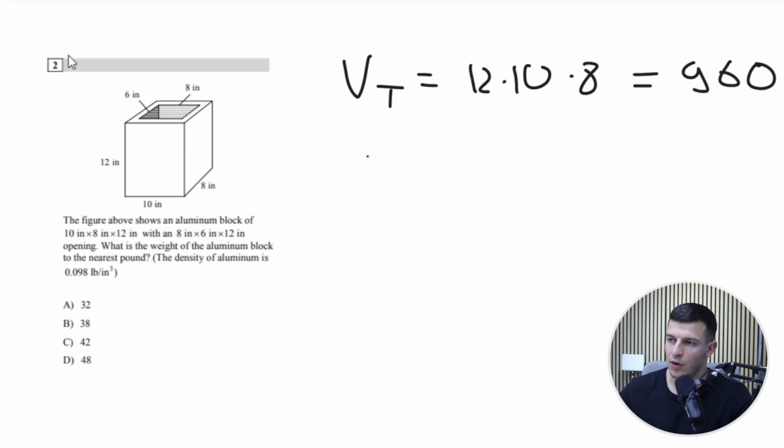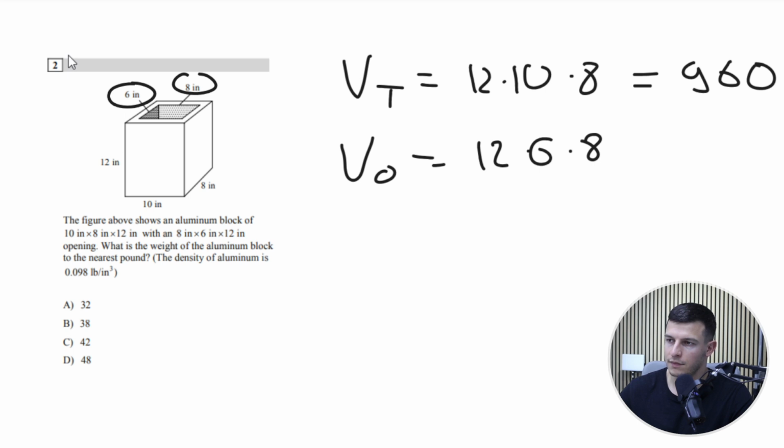And the opening, V opening, has the same height, so 12 times 6 times 8. Where did I get that? I get that from here. Okay, so that's going to be, I don't know what that's going to be actually. I need to calculate that real quick. So I know 72 times 8, 576. What is the weight of the aluminum block to the nearest pound?